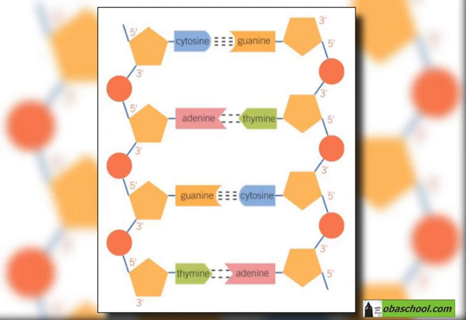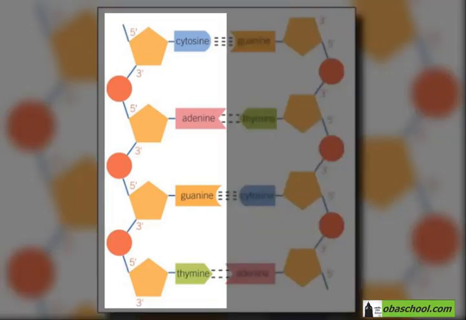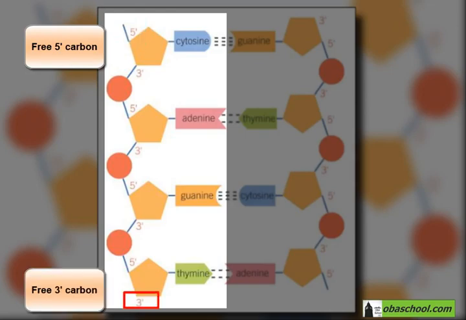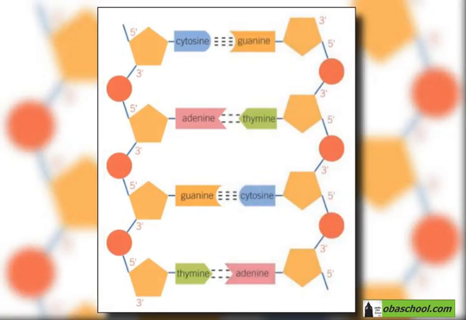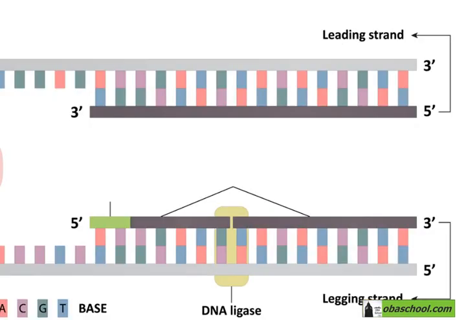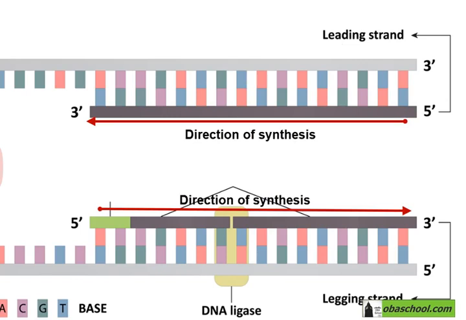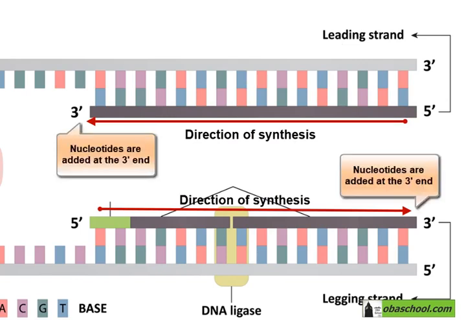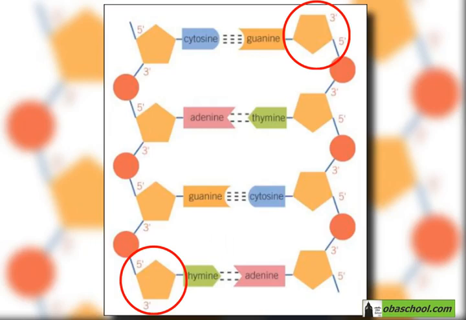The one running from 5' to 3' starts with a free 5' end and ends with a free 3' end. And the one on the other side is going to start with a free 3' end and end with a free 5' end. In the body, nucleotides are synthesized from the 5' to the 3' direction, which means nucleotides are going to be added to each other at the 3' end. This is why the last nucleotide has a free 3' end.